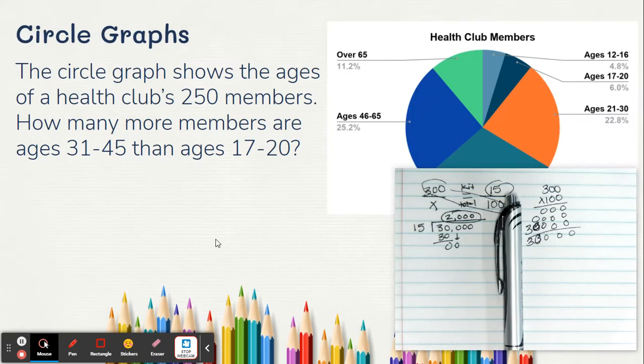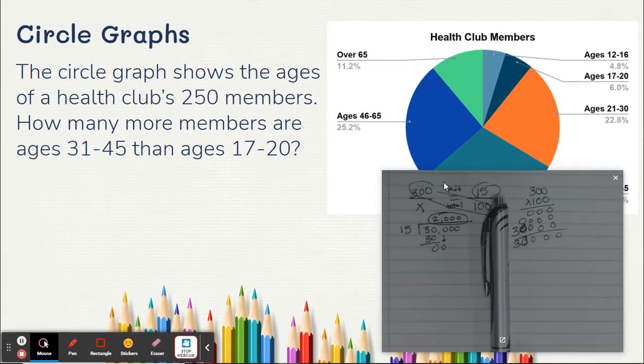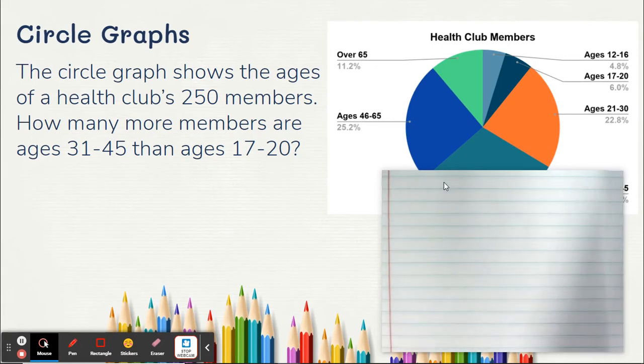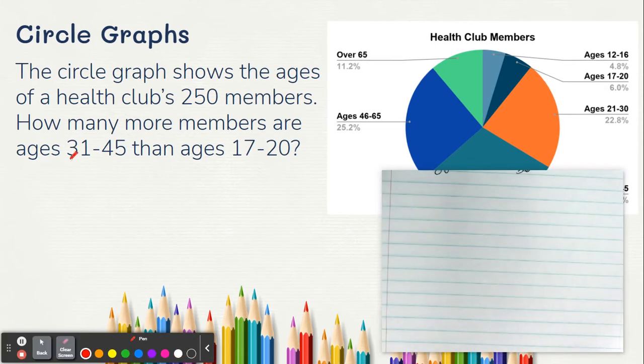Okay? The circle graph shows the ages of a health club's 250 members. How many more members are ages 31 to 45 than ages 17 to 20? Okay, so we need to first find out how many members are 31 to 45, and then how many members are 17 to 20. And then I'm going to subtract those two totals to find out how many more, okay? So that means we want to know what's the difference. Okay, so let's look at this.